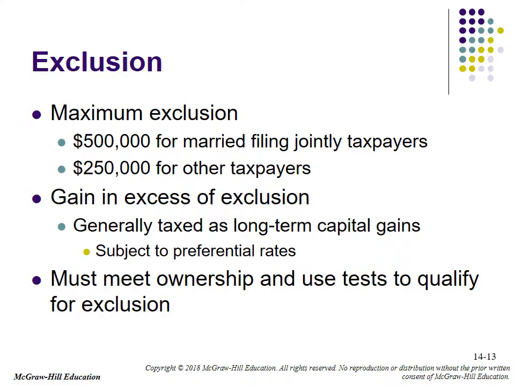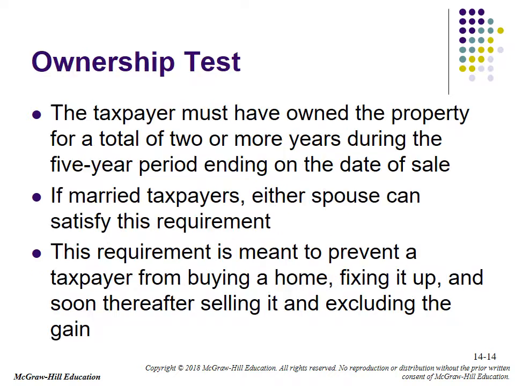Now here's the key. You must meet ownership and use tests to qualify for this exclusion. What is the ownership test? The taxpayer must have owned the property for a total of 2 or more years during the 5-year period ending on the date of the sale. So you've owned it for at least 2 of the 5 years.